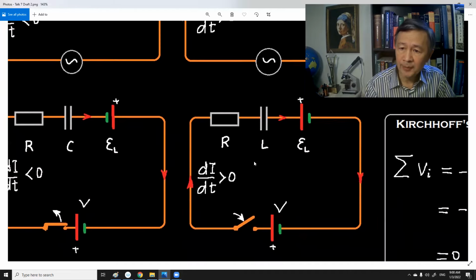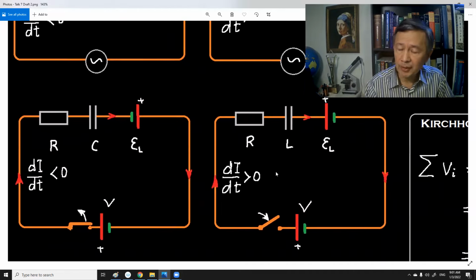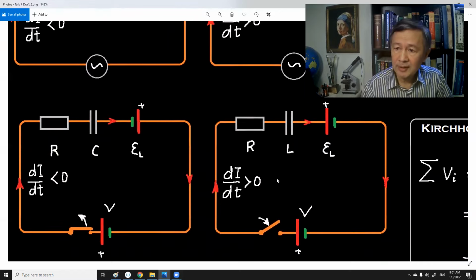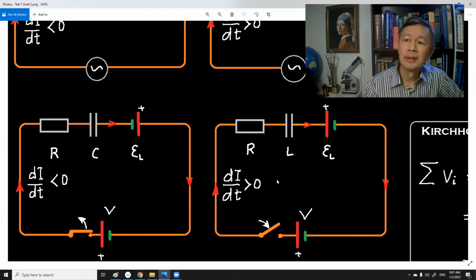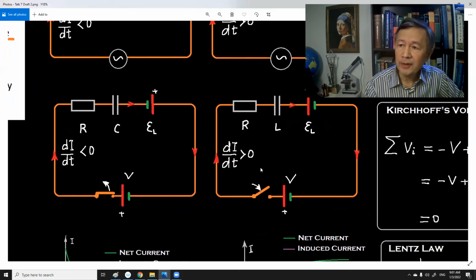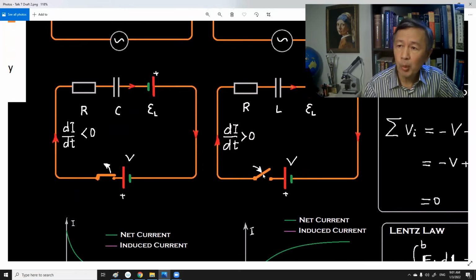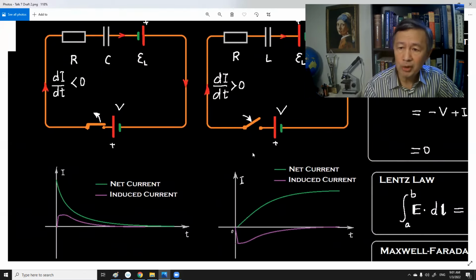On the other hand, when the current in the circuit is increasing, the inductor acts as a battery, but with a different polarity, in order to resist the increase in current. These two phenomena can be well described by these two diagrams.